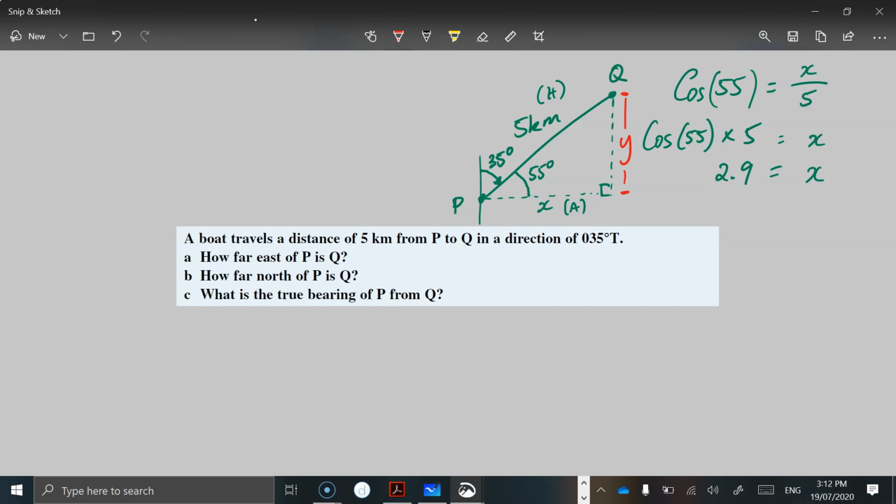And in this case, we're going to use the same angle, 55. But now y is the opposite, no longer the adjacent. So we're going to use the opposite and the hypotenuse. We need sine. So sine of 55 is equal to the opposite over the hypotenuse, which is 5. So y is equal to sine of 55 times 5.